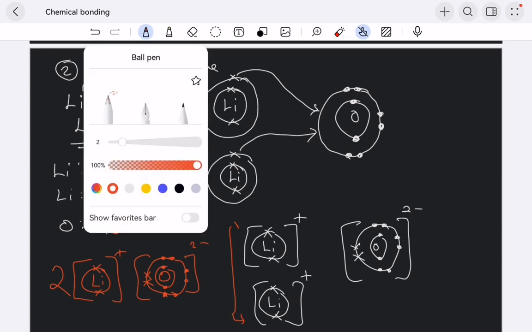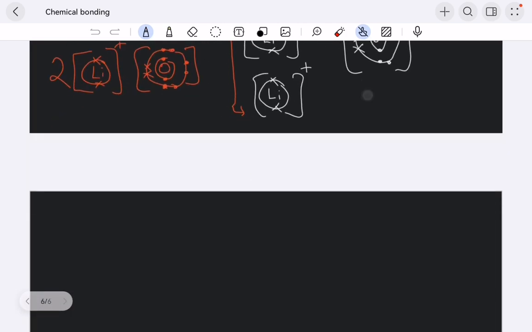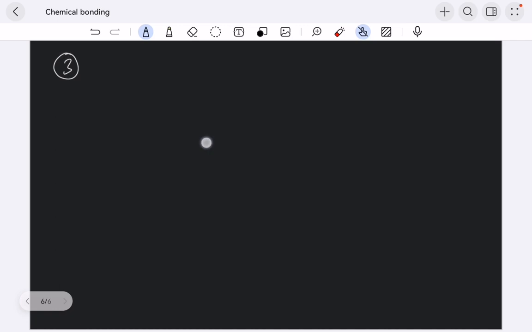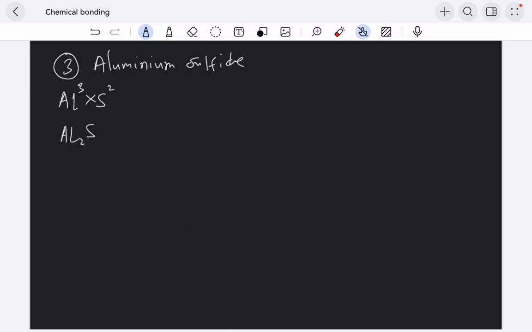Let's look at one last example. What of a case where we're given aluminium sulfide? So aluminium sulfide is aluminium valence number 3, sulfide valence number 2. When we interchange, it becomes Al2S3.